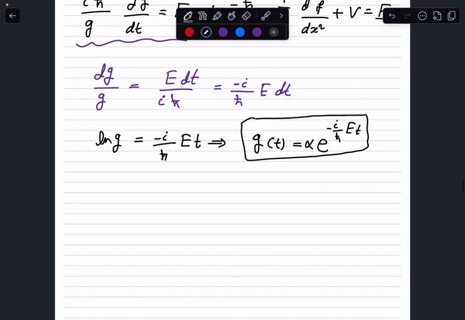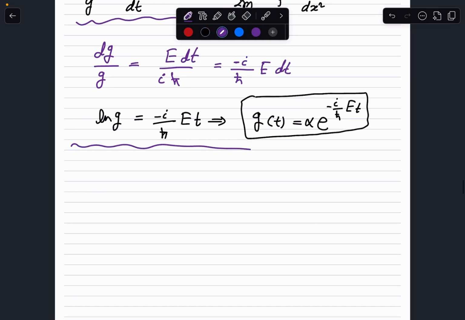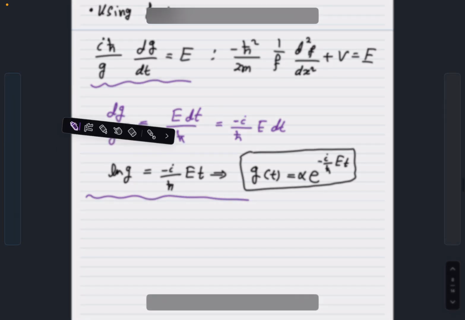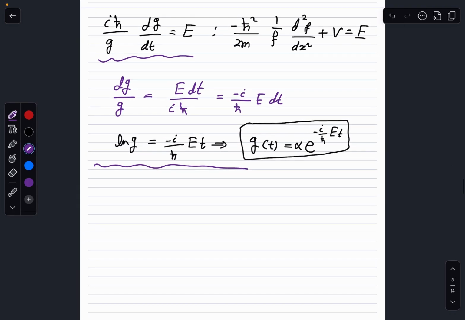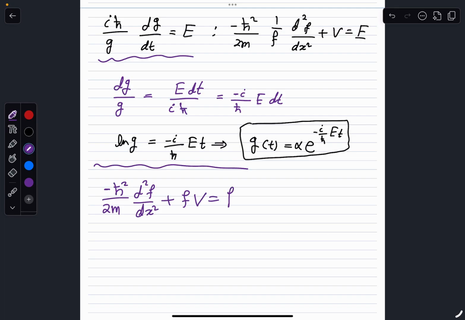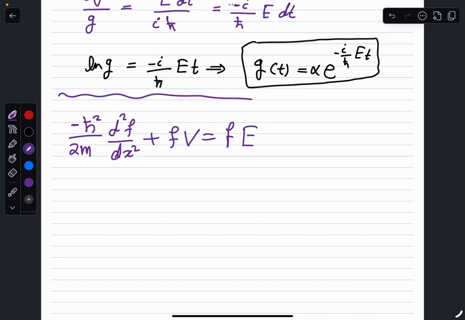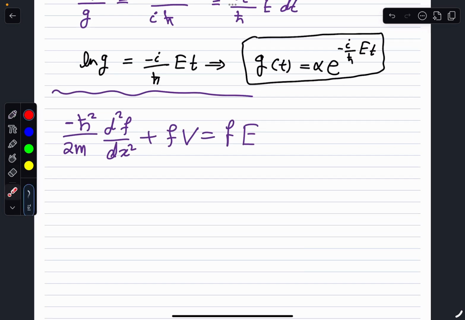Now the second ODE, we can rewrite it as the following. It becomes minus h bar squared over 2m d squared f over dx squared plus the potential V times f equals E f. Now we cannot go further because the solution of this equation depends on the choice of V.